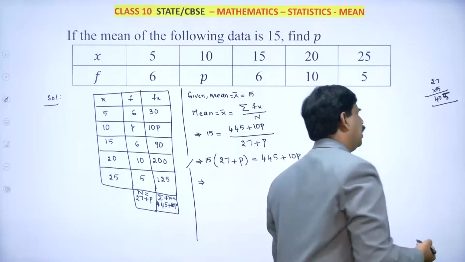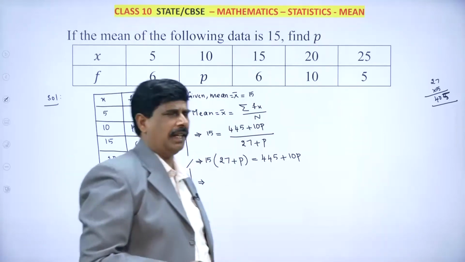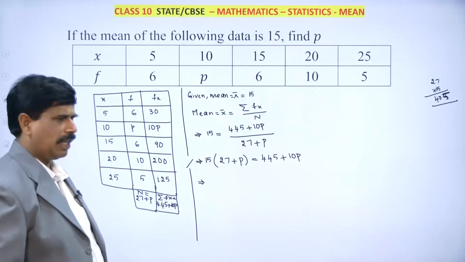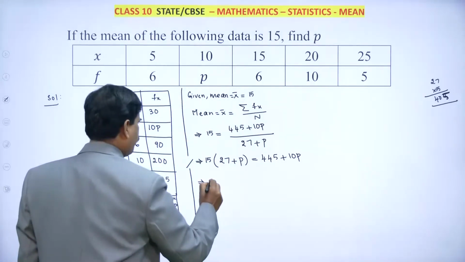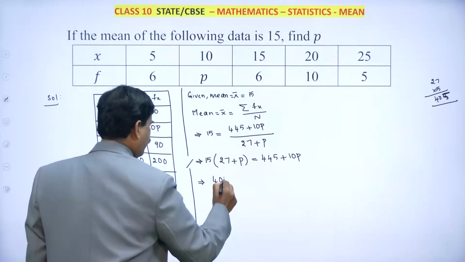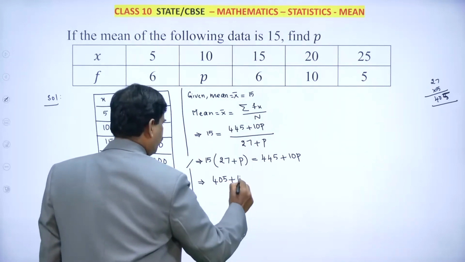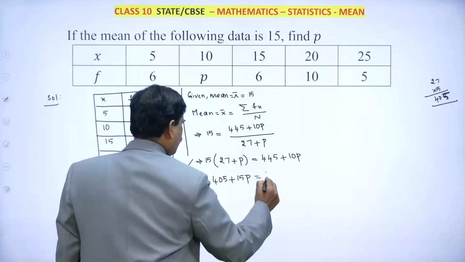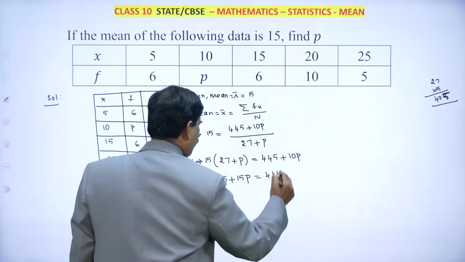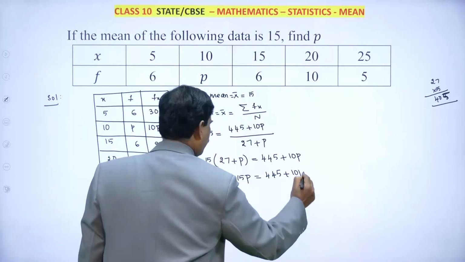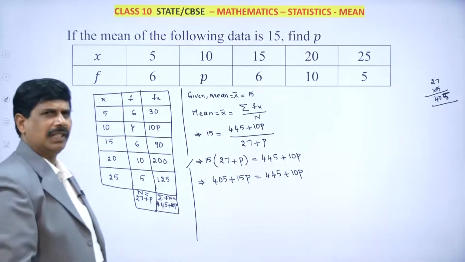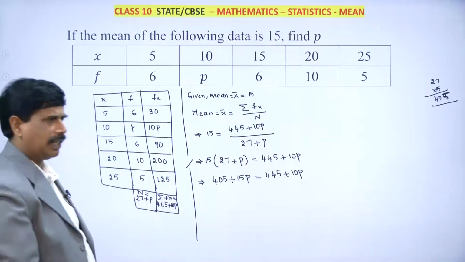57, 15 into 7, 105. Children, 5, 10, 15 twos are 30 plus 10, 40. 405 plus 15p is equal to 445 plus 10p. Now get that 10p this side and take this 405 other side.